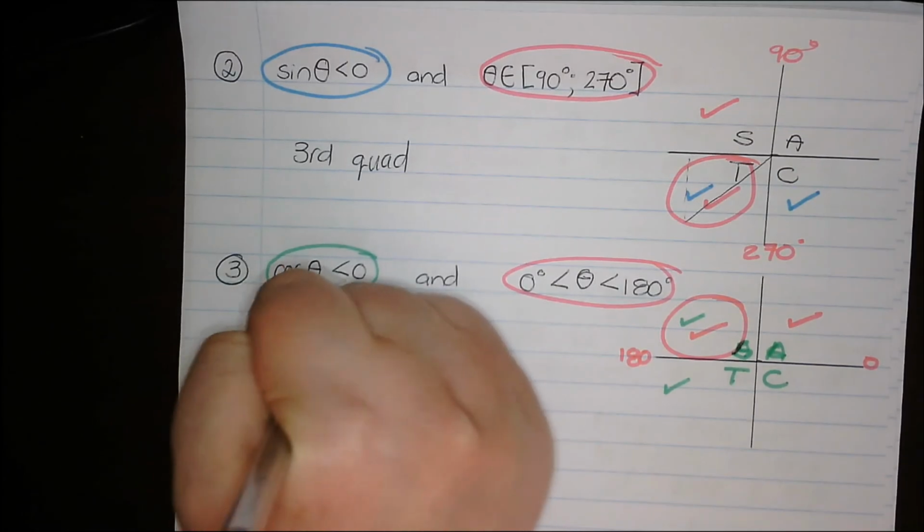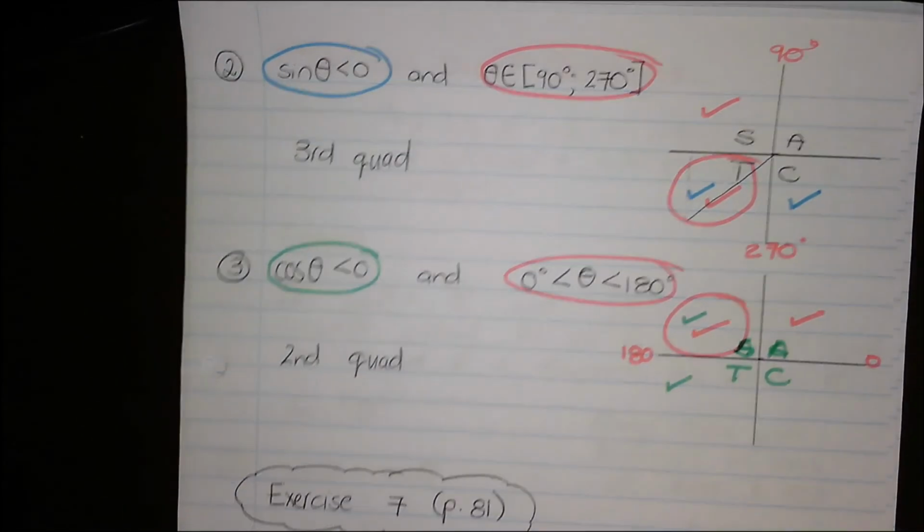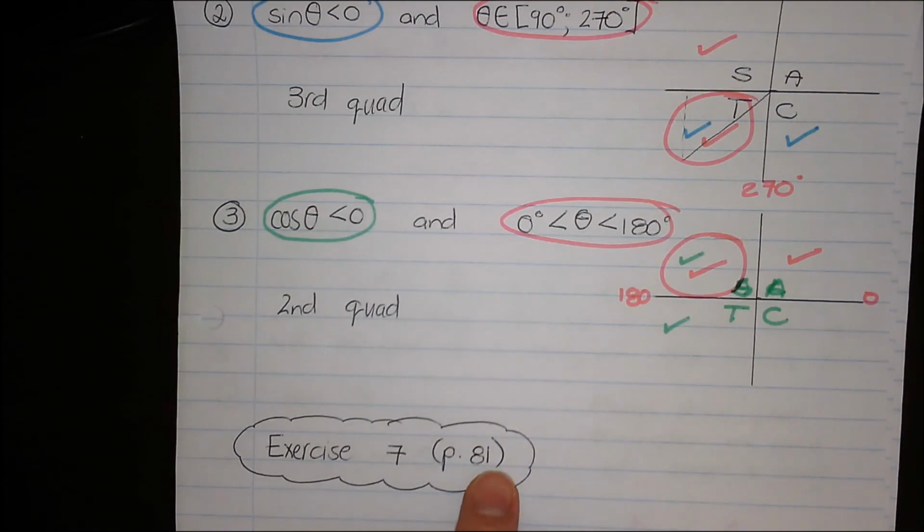Right, you can practice identifying the quadrants through exercise 7 on page 81.